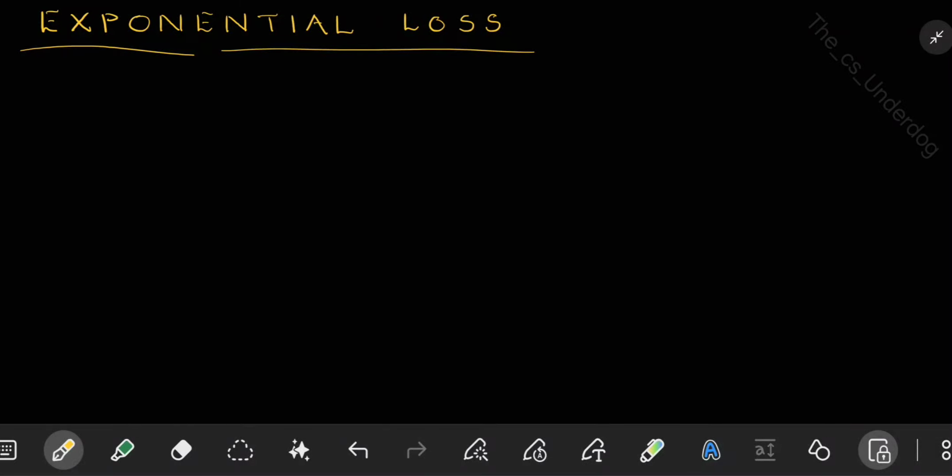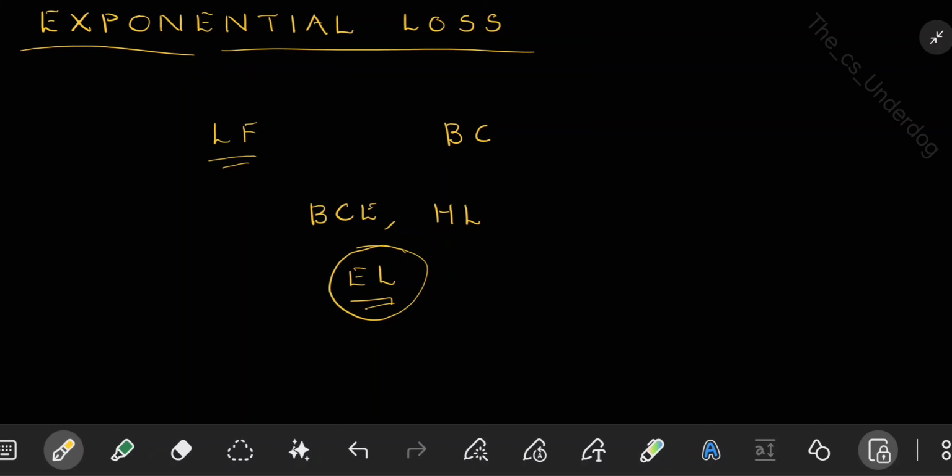Exponential loss. In the last few lectures, we were learning different loss functions which are used in binary classification. What did we learn? We learned about many loss functions like binary cross entropy, hinge loss, etc. This time, we are going to look into exponential loss. Let us see how this loss function helps in doing binary classification.